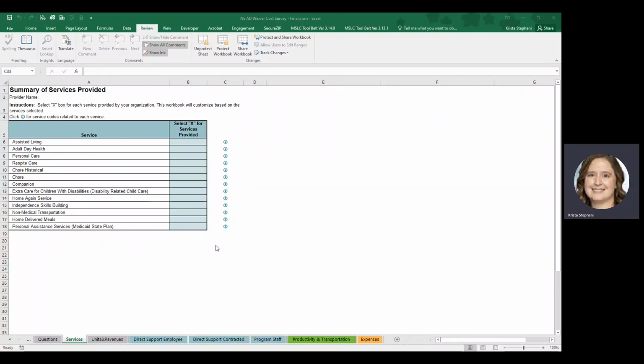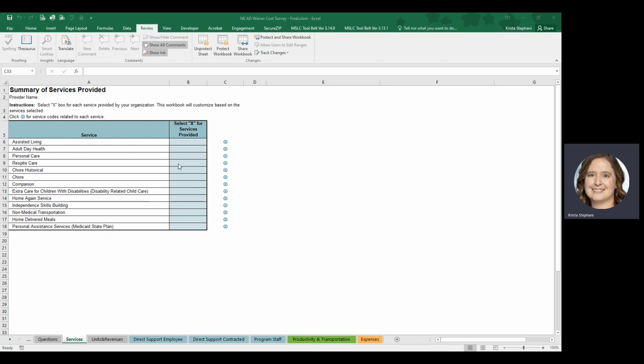Hi, this is Krista Stefani, and this training module will assist you with completing the Respite Services Service-Specific tab contained within the Nebraska Department of Health and Human Services Aged and Disabled Waiver Cost Survey. This cost survey is being conducted to assist the department with a rate study as it relates to payments made through the Aged and Disabled Waiver.